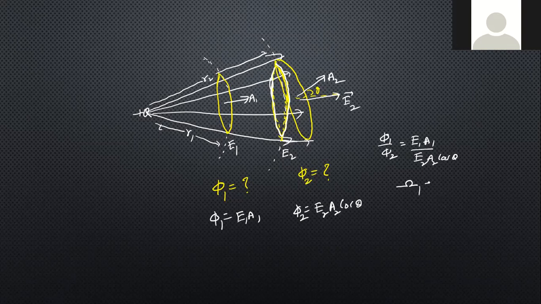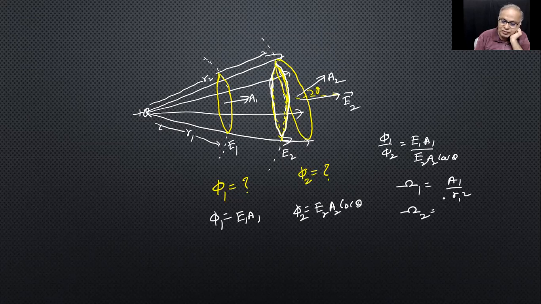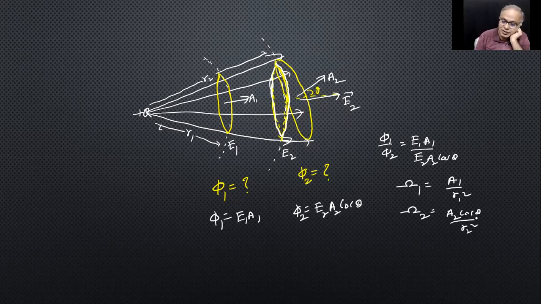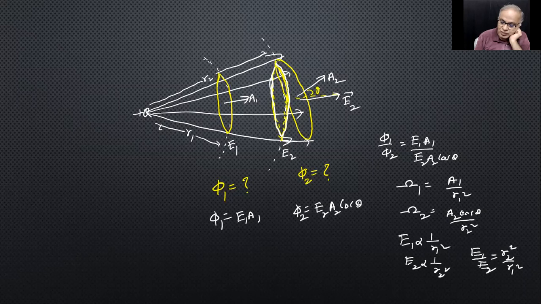Look, solid angle omega 1 equals what? A1 by R1 square. Solid angle omega 2 equals A2 cos theta by R2 square. That's how we define it. Just go back and see. And E1 is inversely proportional to R1 square, E2 is inversely proportional to R2 square, whereby E1 by E2 will be R2 square by R1 square.